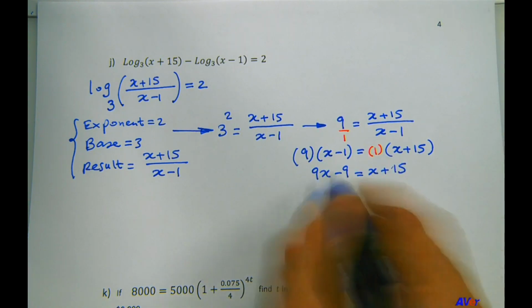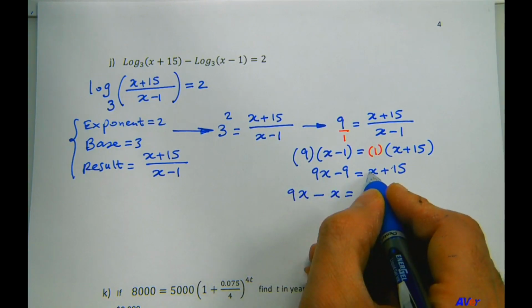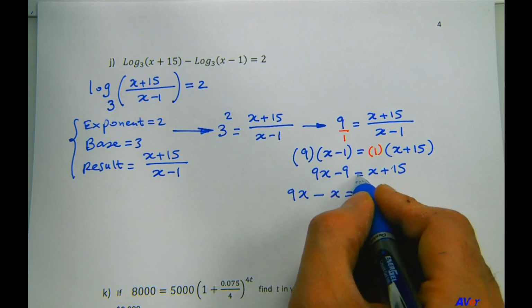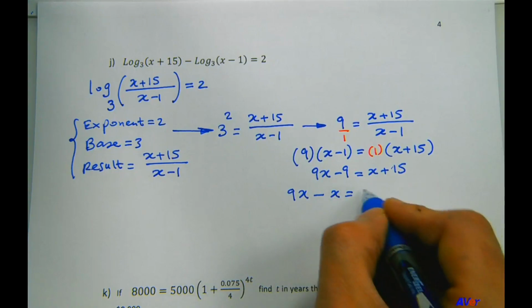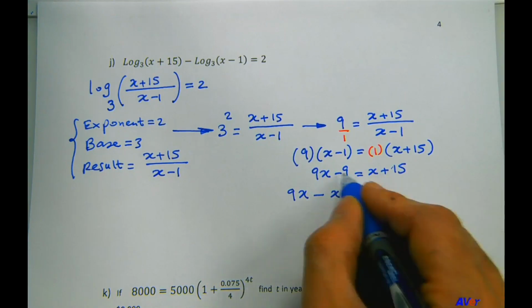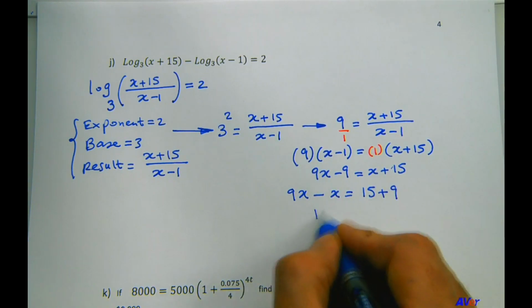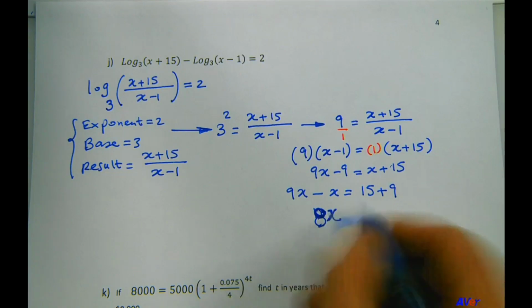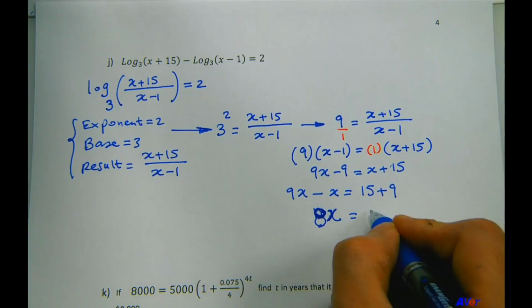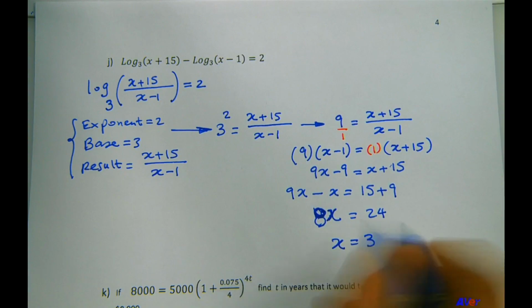So let's bring all the x terms to one side. 9x minus x. It was positive on that side. When I move it to the left side of the equality symbol, it becomes minus. It changes algebraic sign, right? Minus x equals 15 plus, let's move this minus 9 to the other side. It becomes positive 9. 15 plus 9. So we have 8x equals 24. x equals 24 divided by 8, or 3.